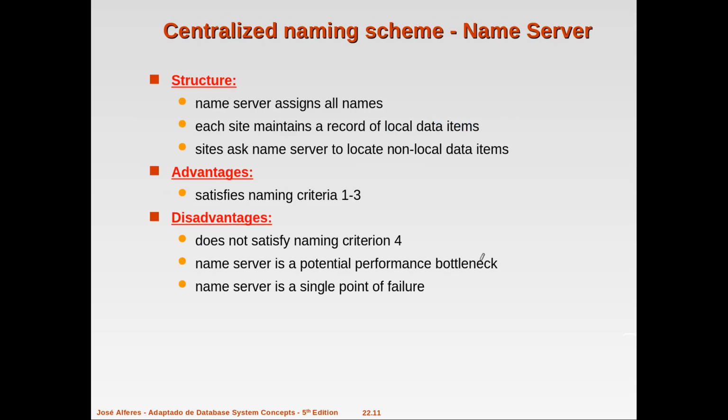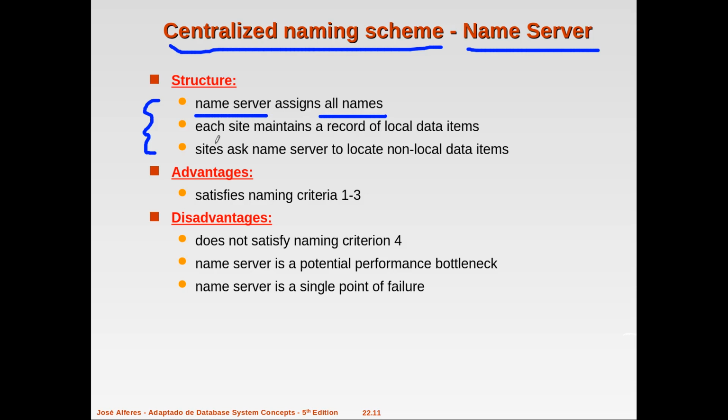Now there are some naming schemes available. The first one is called the centralized naming scheme by using a name server. That means we have a concept called a name server, through which we provide the names for different data items. As we are following a server, we call it the centralized naming scheme. The structure followed in this scheme is the name server: one server will be assigning the names for all the data items.